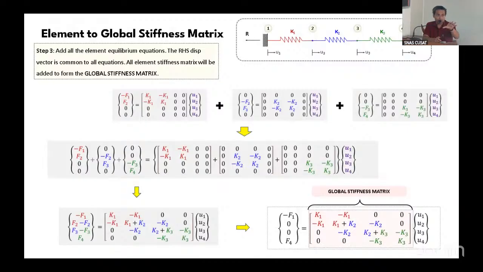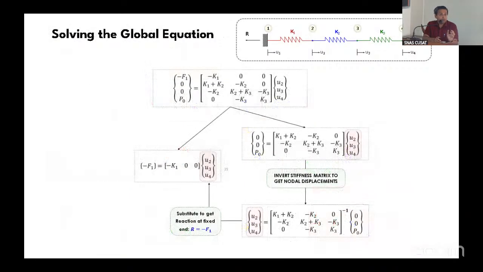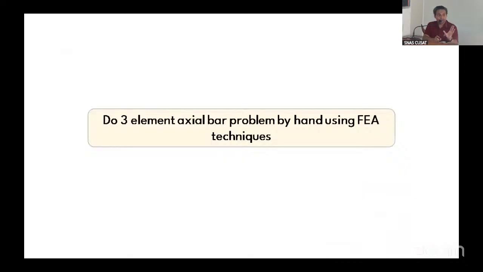So you can actually show how to do it, and you need to do this by hand. For 3 elements, you can do it by hand. It's a 4x4 matrix out there. And then you can solve the global equation, and do a 3-element axial bar problem by hand using FEA techniques.